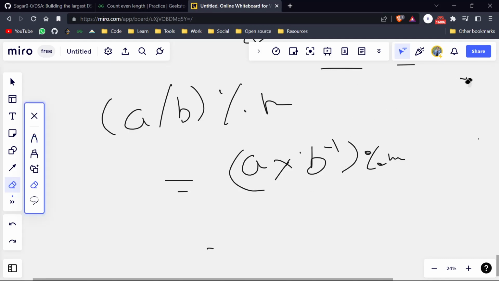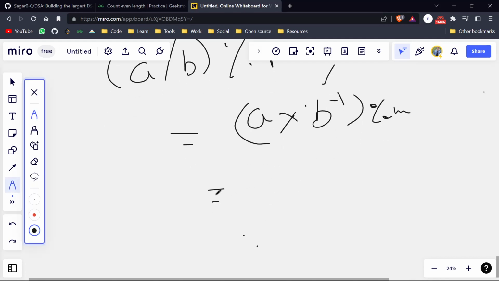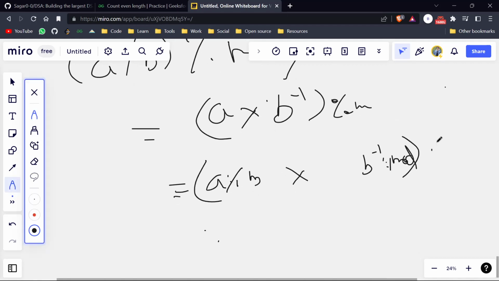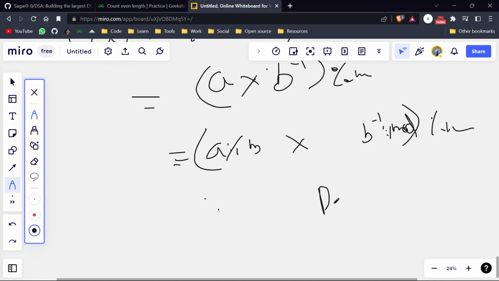So here we can now use the modulo property of multiplication. What we are going to do here is a mod mod, multiply b to the power minus 1 mod, and then mod of this whole thing. All right, so we have to just find this thing now, and that is equal to power of b mod minus 2. So that is the thing you have to remember.